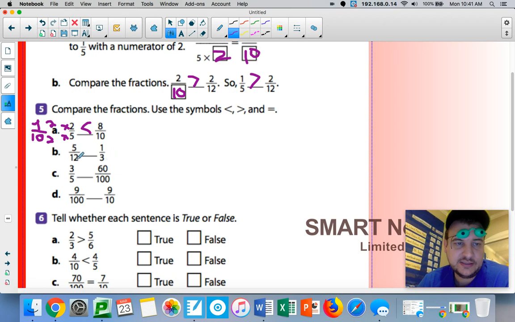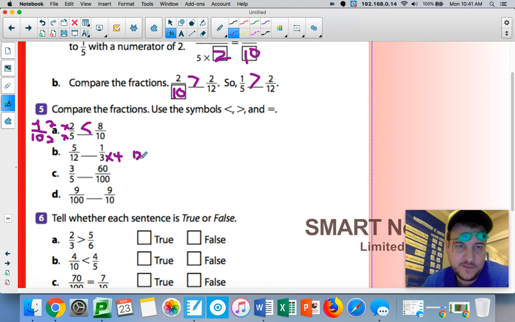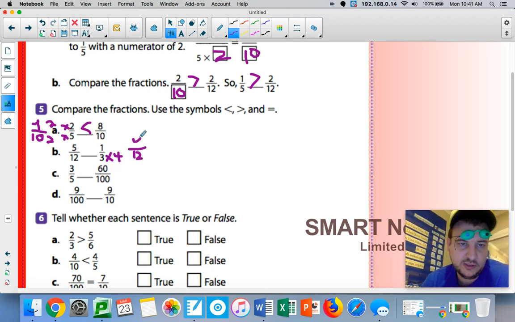All right, I see twelfths here. I'm going to multiply the bottom times 4, which gives me 12. 4 times 1 is 4, so 4 twelfths. 4 twelfths is less than 5 twelfths.